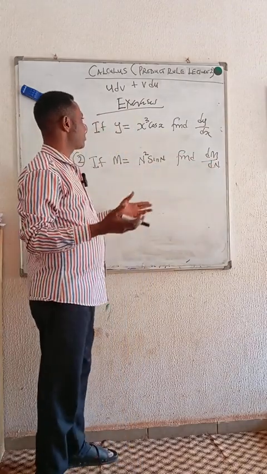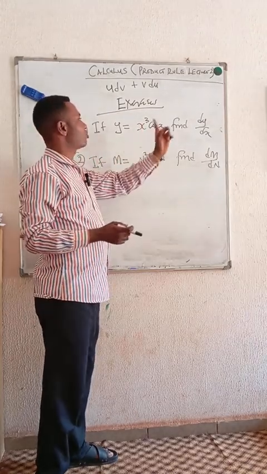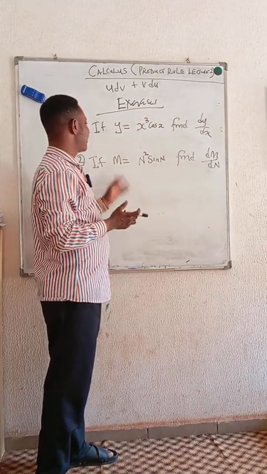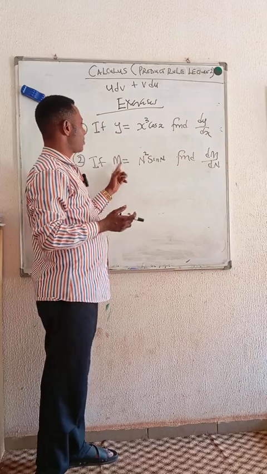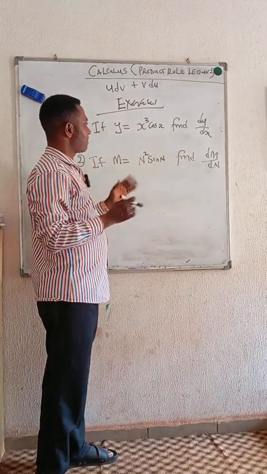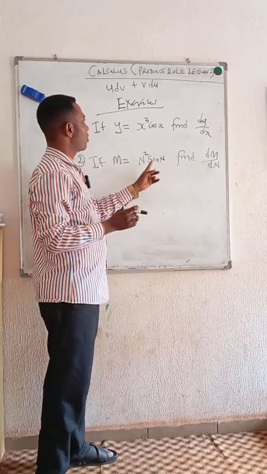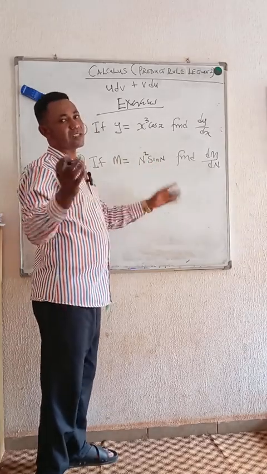You see, this is very simple. So here you can make your u to be x cubed, while your v should be cos x. And in this second exercise, you can make your u to be n square, while your v should be sine n. And that is it.